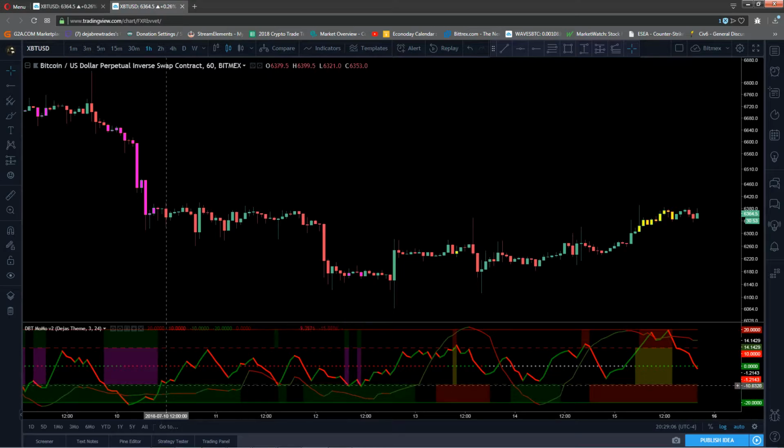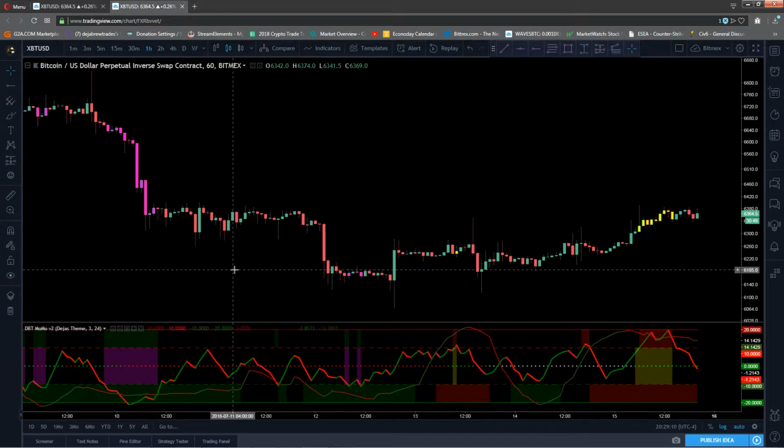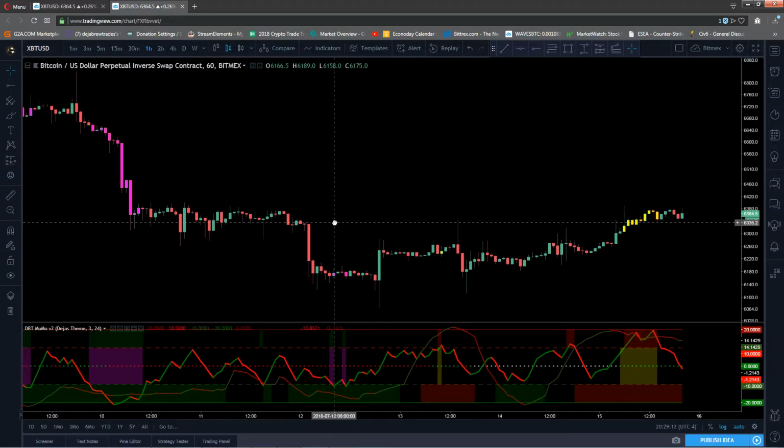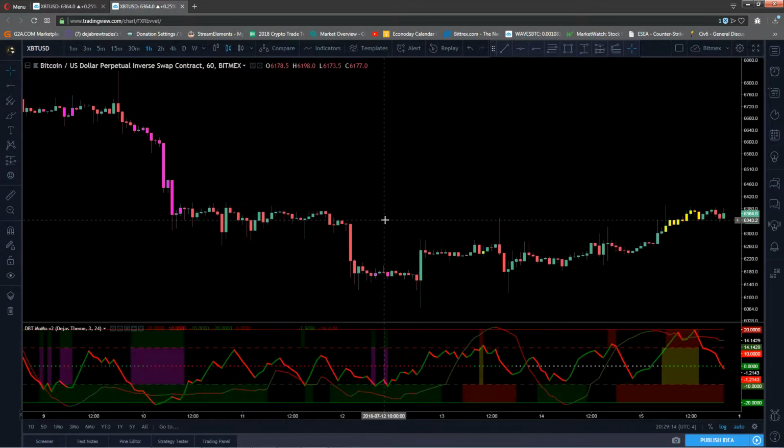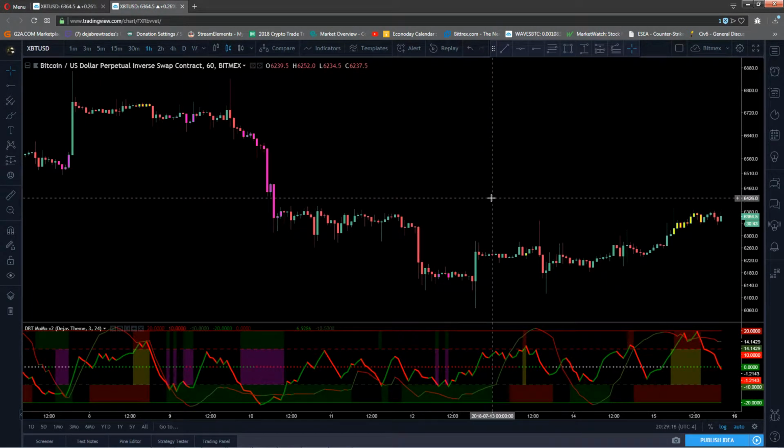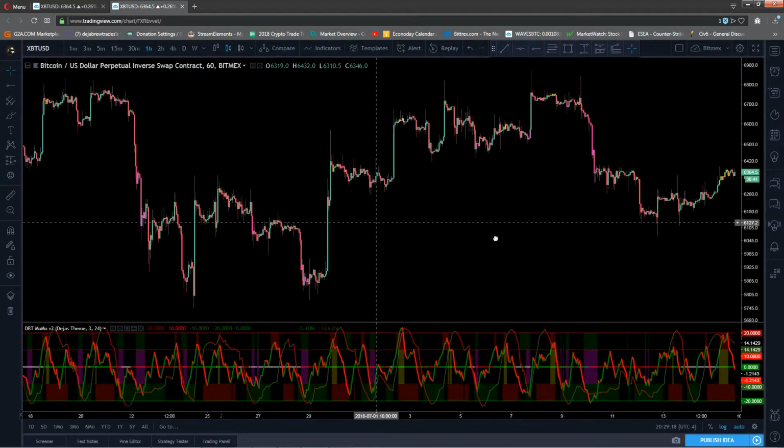If you look at it and go, oh, it's going from green to red, immediately sell it, it's not going to work. You really need to wait for validation. If you wait for validation, this indicator is extremely accurate.